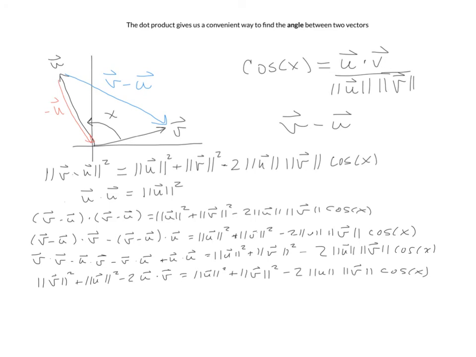Okay, hang in there, we're almost done. Notice how much I can simplify. I have a v squared here and v squared here. I have a u squared here, and a u squared here. I have a minus 2 here, and a minus 2 here. And so if I solve for cosine of x, ta-da, here's what we get. Okay, let's have a drum roll. That's the result we were looking for, and that gives us a way to find the angle x between two vectors u and v.